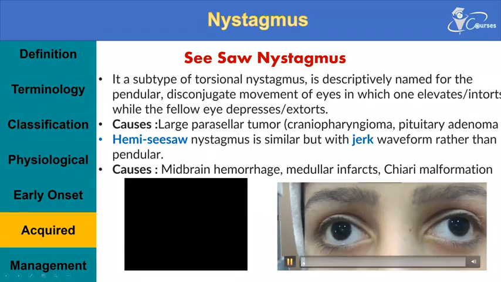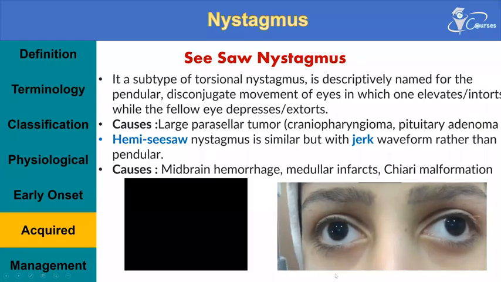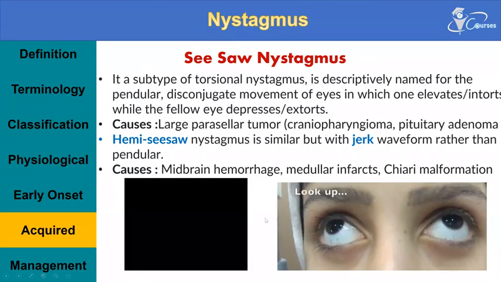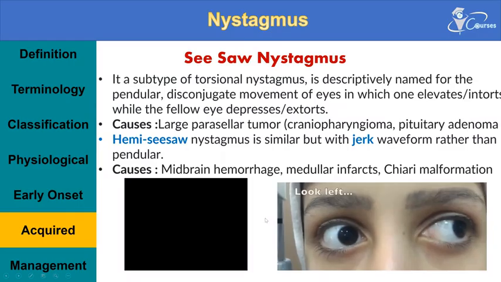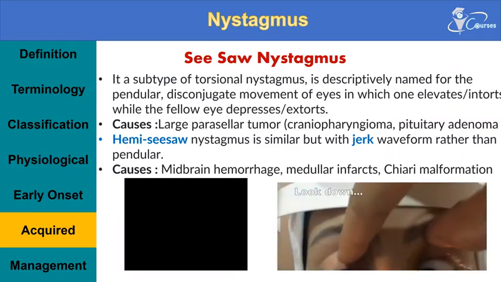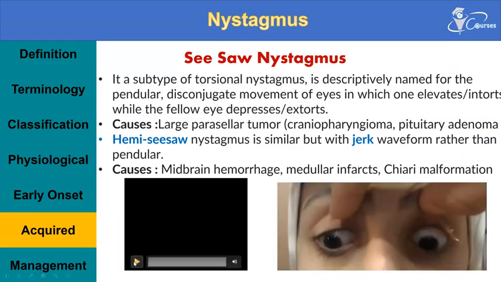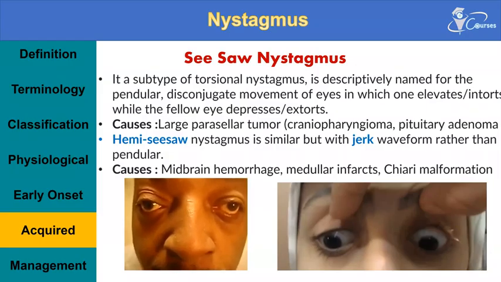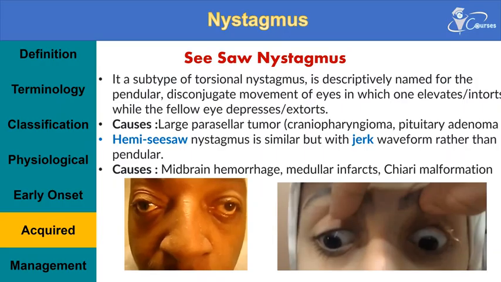Check this patient. One eye will elevate and intort, and the other eye is depressing and extorting. Again. It is a very minute movement. It has very small amplitude. So you may not be able to appreciate the movement, but it's present.